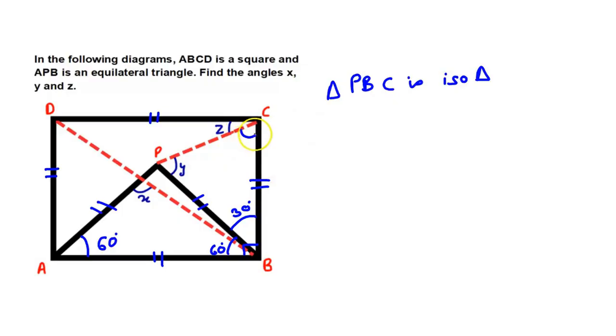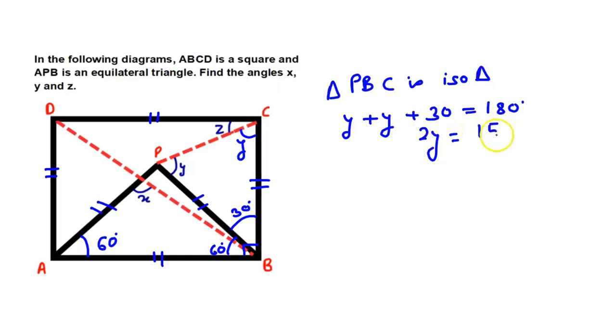So if this angle is y, this is also y. So we'll have 2y plus 30 degrees equal to 180 degrees. So 2y will come as 180 minus 30, that is 150 degrees. So by this we can find the value of y. y is equal to 150 by 2, 75 degrees. So y is coming as 75 degrees.